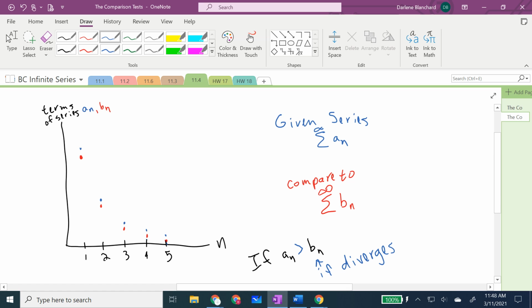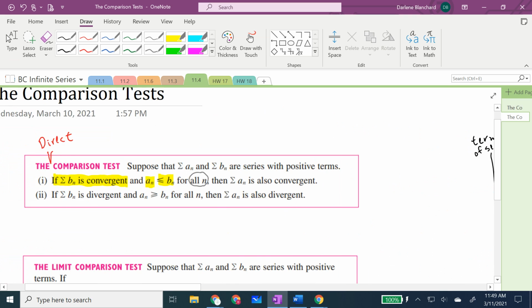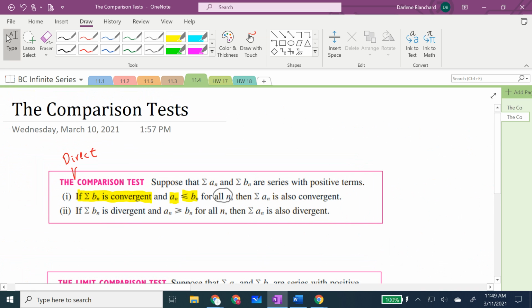Because if you're adding up these y values of the red points, and you're getting infinity when you add them all up, then when you add something that's a little bit longer than that, you're definitely getting infinity. And that is the direct comparison test.